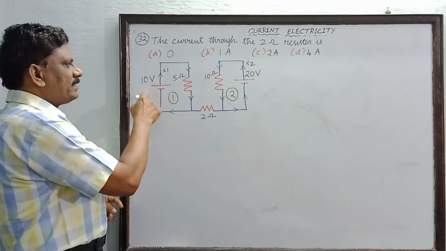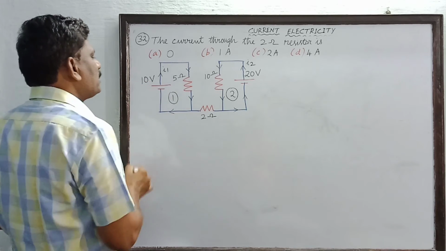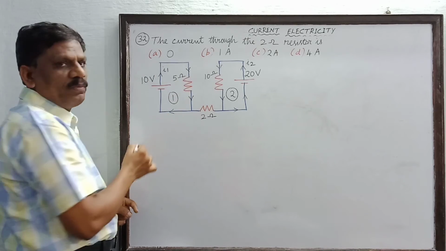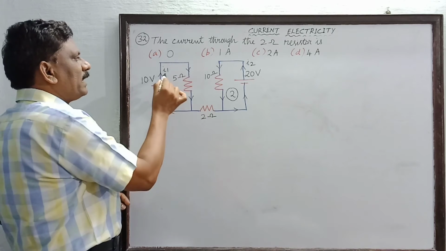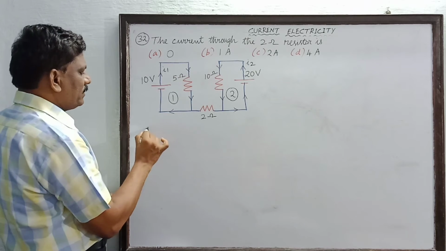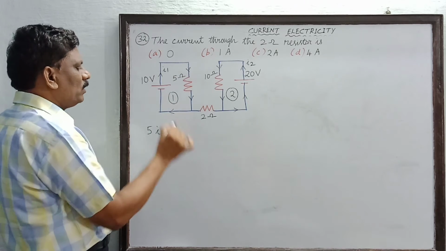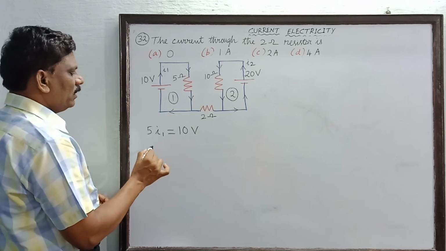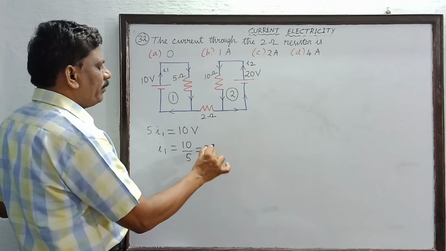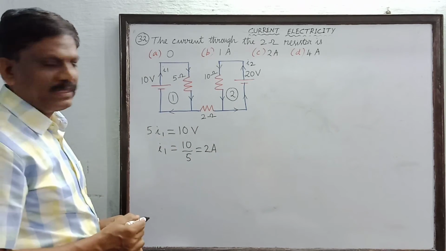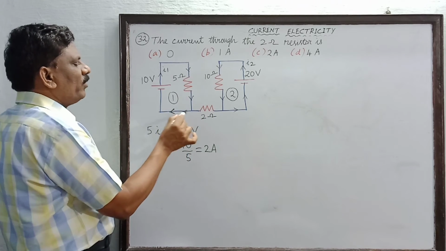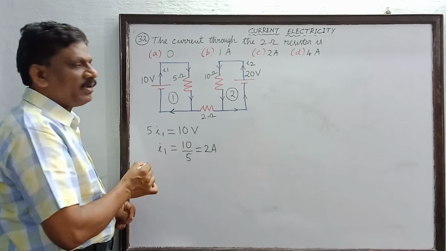In loop 1, there is a cell of EMF 10 volt. The positive terminal of the cell is sending a clockwise current in this loop, that is called loop current. So in this loop the current is I1 and there is only one resistor, that is 5 ohm. So the IR product is 5 into I1 is equal to 10 volt. So I1 is equal to 10 by 5 and that is equal to 2 ampere. The current in this loop is 2 ampere. And whenever it is flowing, here also 2 ampere current is flowing. So no current will enter through the 2 ohm resistor.